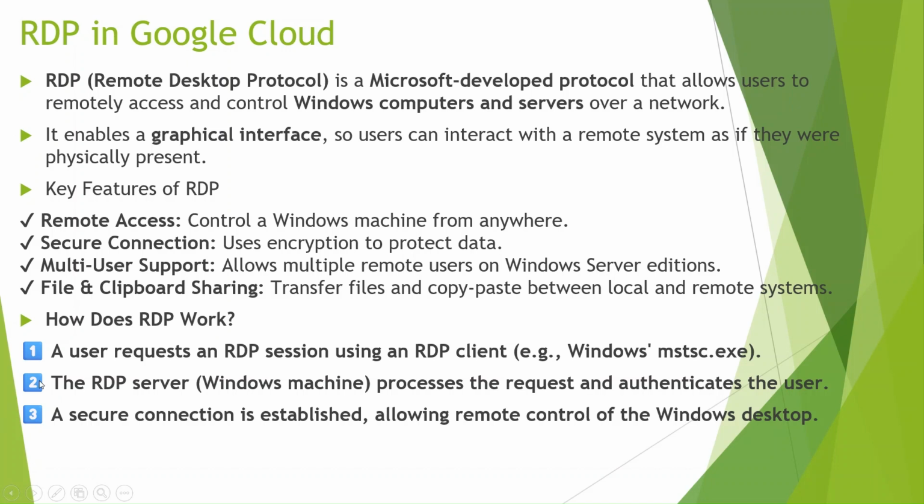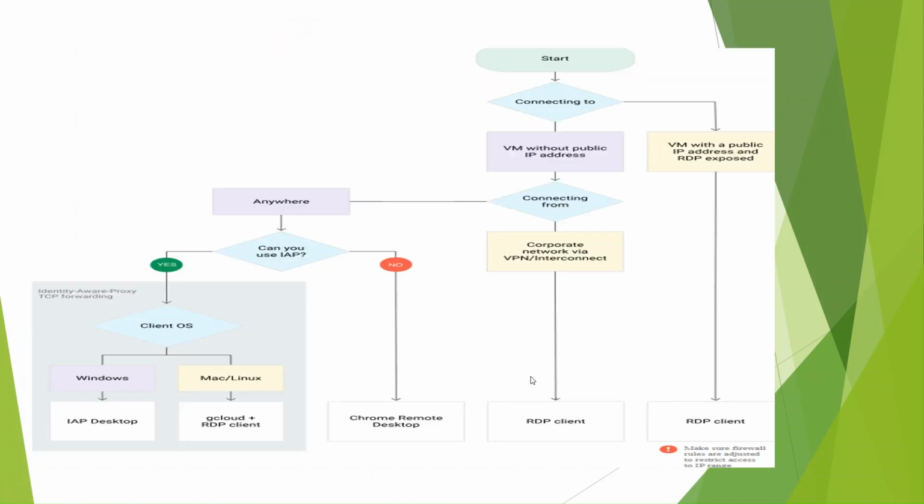So basically, how RDP works: when a user requests an RDP session using an RDP client, in Windows you have an RDP client, like press Windows+R and type mstsc, it will open that RDP session. We will see also how we can use RDP. Then the RDP server processes the request and authenticates the user. You have to provide username and password. If that is correct, a secure connection will be established and you will be able to remotely control your Windows desktop.